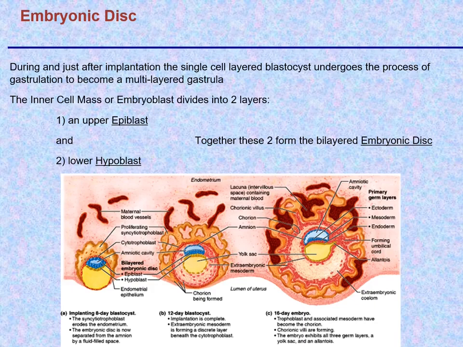During and immediately after the implantation, the blastocyst, which has a single cell layer, undergoes a process called gastrulation to become a multi-layered gastrula. So there's more than one layer, and we're talking about this area in here, right there.